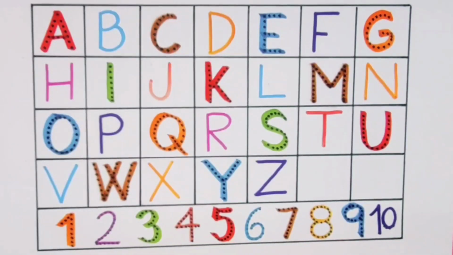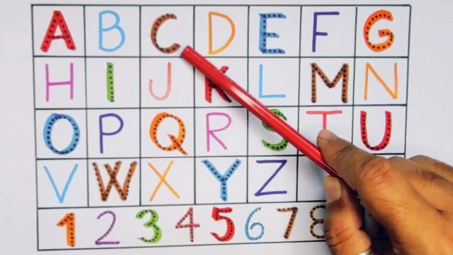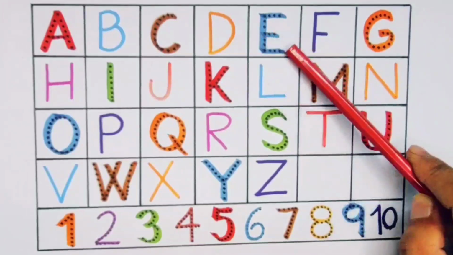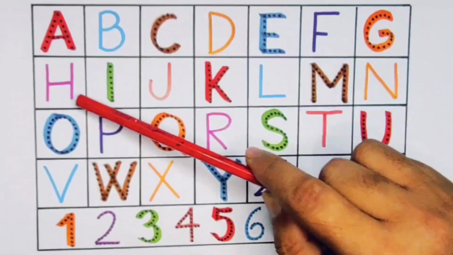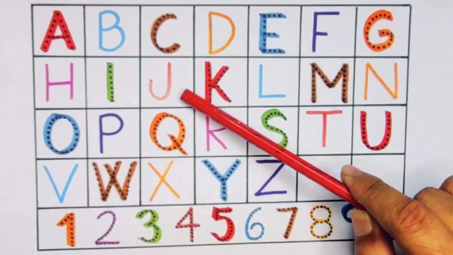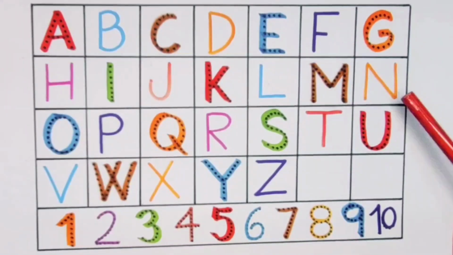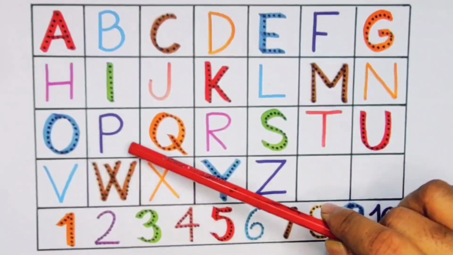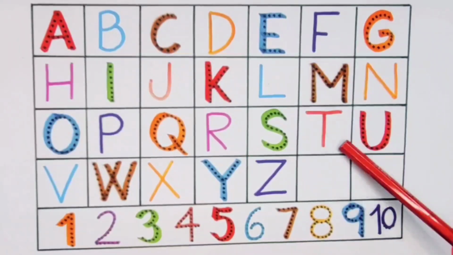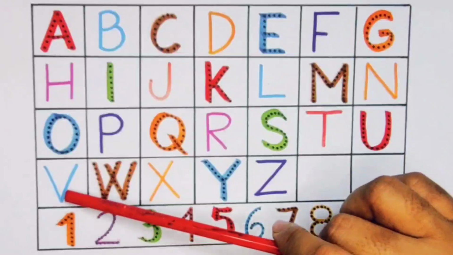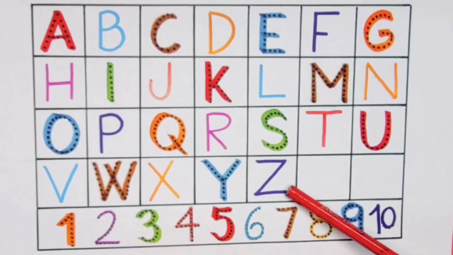What we learn? We learn A for aeroplane, B for butterfly, C for car, D for dolphin, E for elephant, F for fish, G for giraffe, H for house, I for ice cream, J for jam, K for king, L for lion, M for moon, N for nest, O for octopus, P for parrot, Q for queen, R for rabbit, S for sun, T for time, U for umbrella, V for van, W for water, X for X-ray, Y for yolk, and Z for zebra.